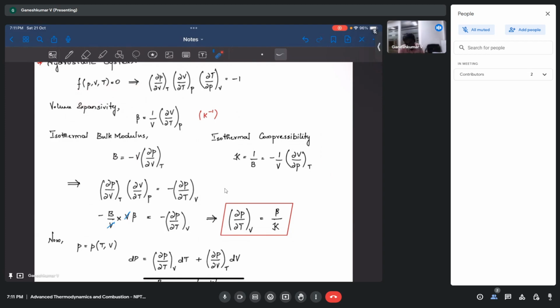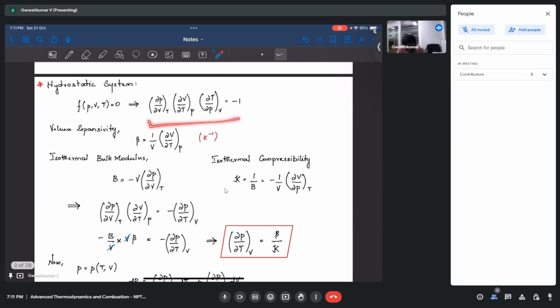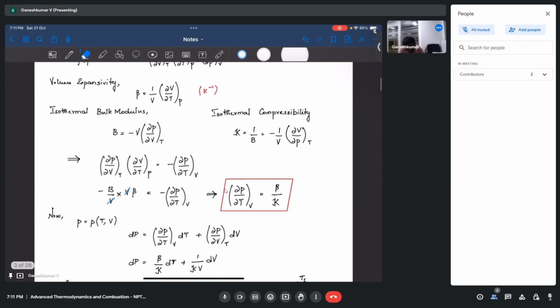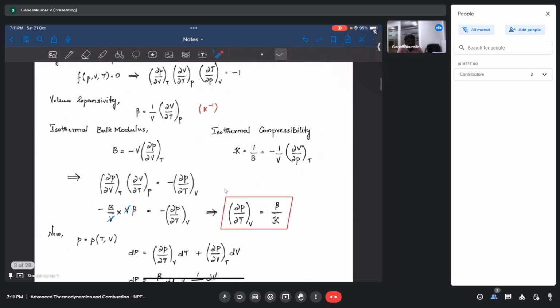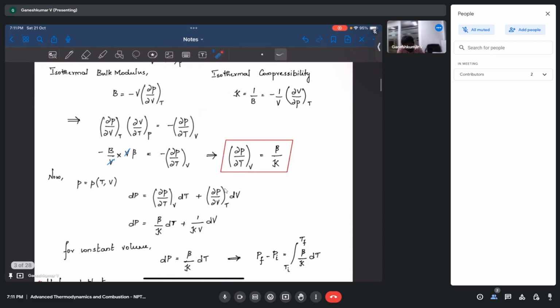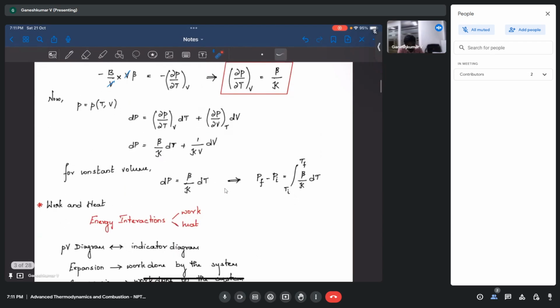So you can write this function. Basically, it's a mathematical function, and each term is going to correspond to the thermal volume expansivity, isothermal bulk modulus, and isothermal compressibility. So that is how we come up with these properties, and it all has physical significance, and then we also did some mathematical calculations.